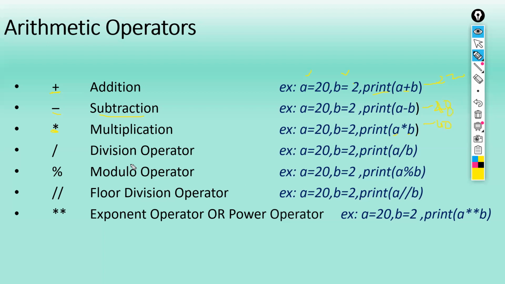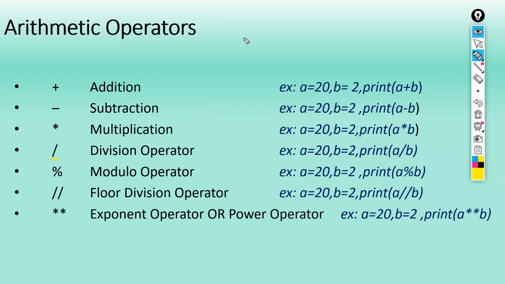Division operator. Let's discuss more about these things. Till now, there is no problem to understand these 3. Here we have the division operator, the modulo operator, and again floor division. What is the difference between them? In the division operator, it gives an accurate value. What do you mean by accurate value?